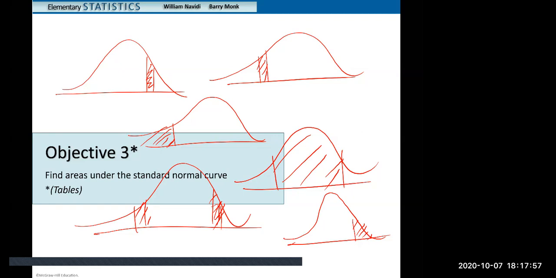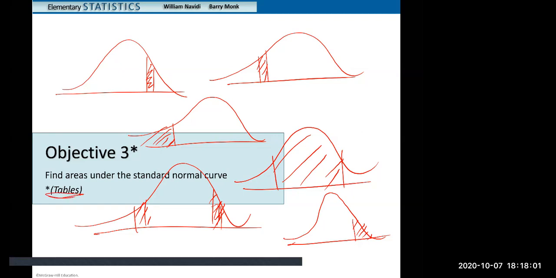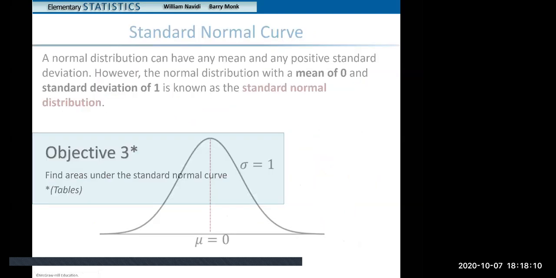So again, there are different ways. First one is by using tables. We're not going to use that. The second is by using your TI calculator. And that's the easiest and that's the fastest.